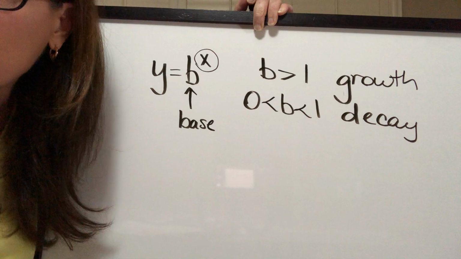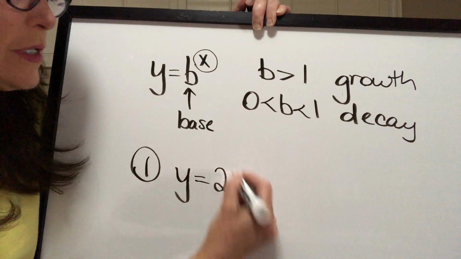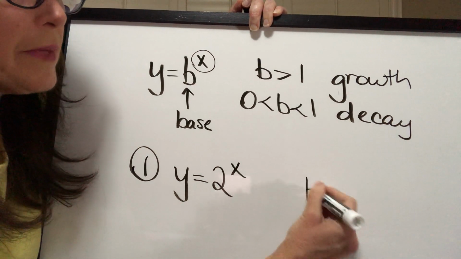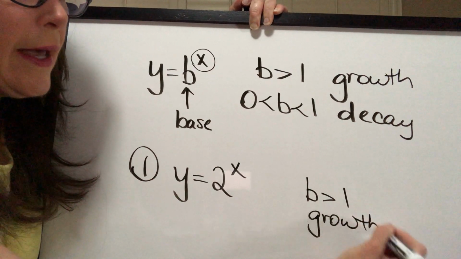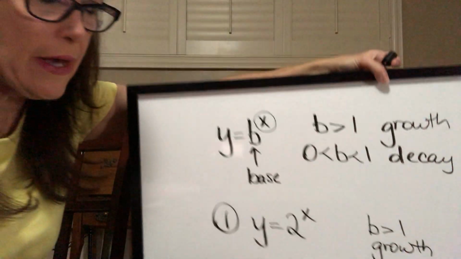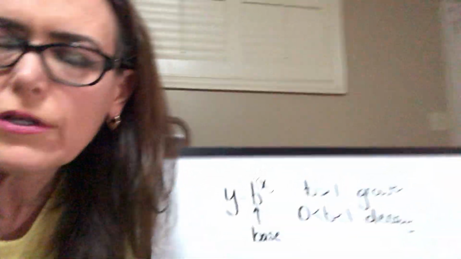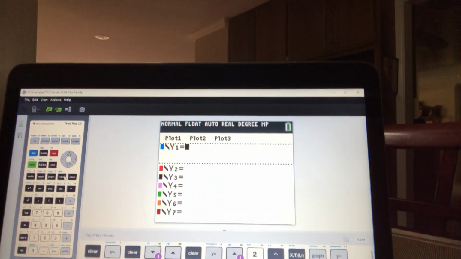Okay, so looking at number 1, it is y equals 2 to the x power. So 2 will be the base. Because the base 2 is greater than 1, this one will show an exponential growth. So let's go to the calculator so you can see how this turns out. You may have seen this before, maybe a little bit in Algebra 1, but if not, it's not difficult. Okay, so in your calculator, I'm going to get this ready to go.